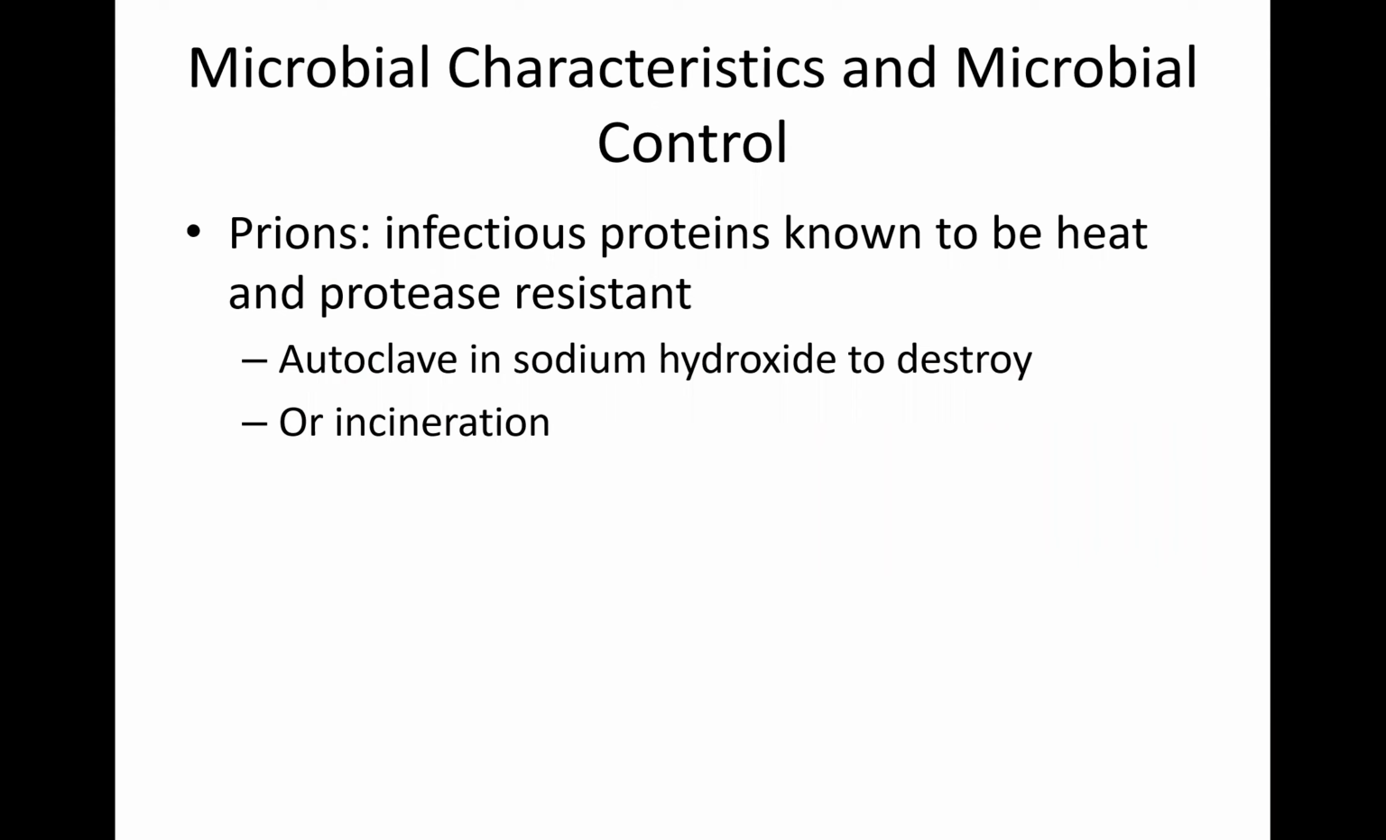All right, now talking about prions. Prions are not cells. They're actually acellular. In fact, they're infectious proteins that are known to be heat and also protease resistant. So to destroy them you can use an autoclave with sodium hydroxide or straight up incineration. Those are the only techniques that are really useful against combating these.